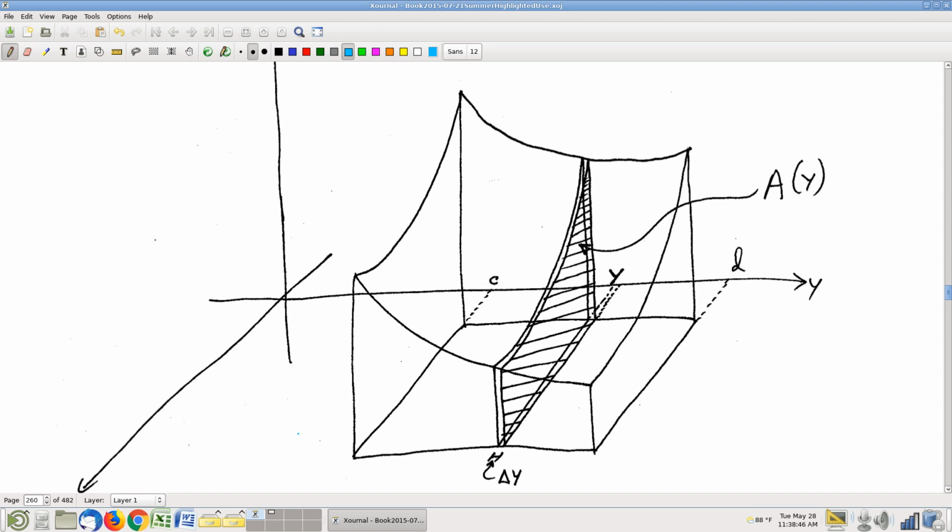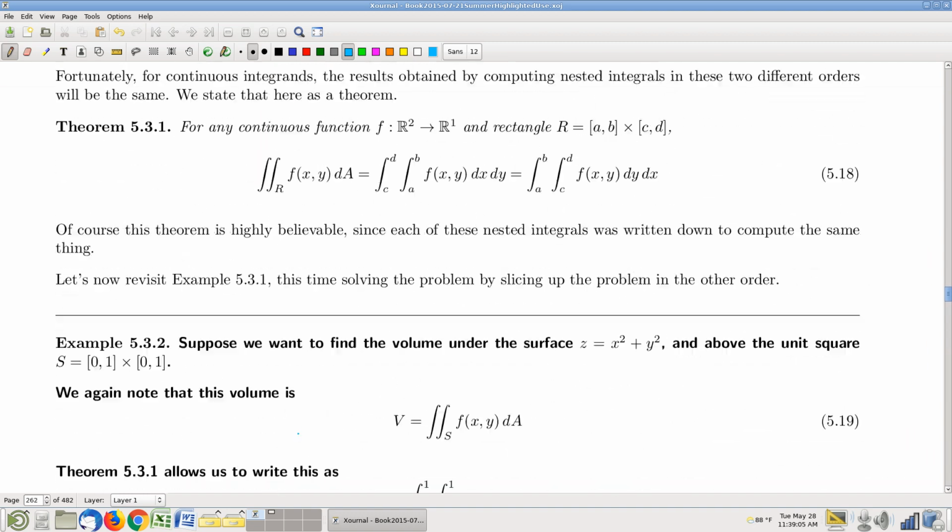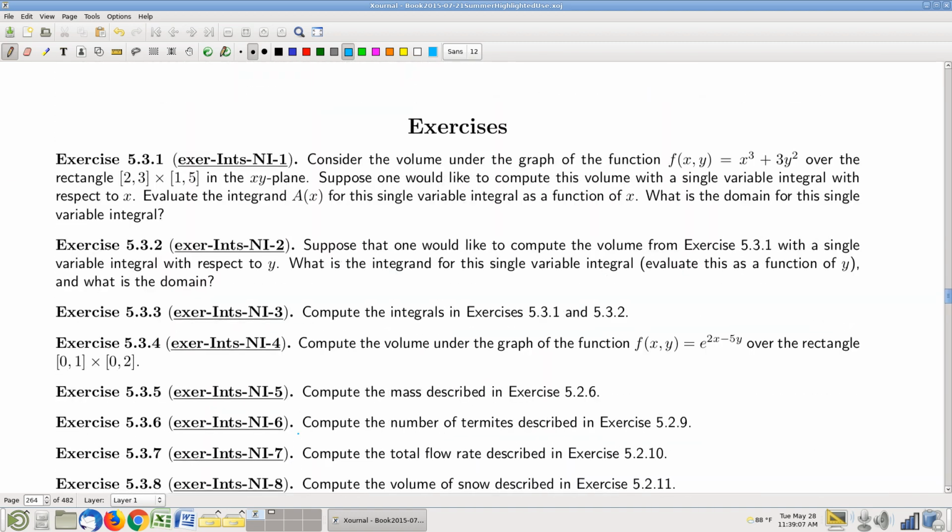So this is literally an easier context in which to make an argument about double integrals being computed as nested integrals. And if the question is mass, we just don't have it.